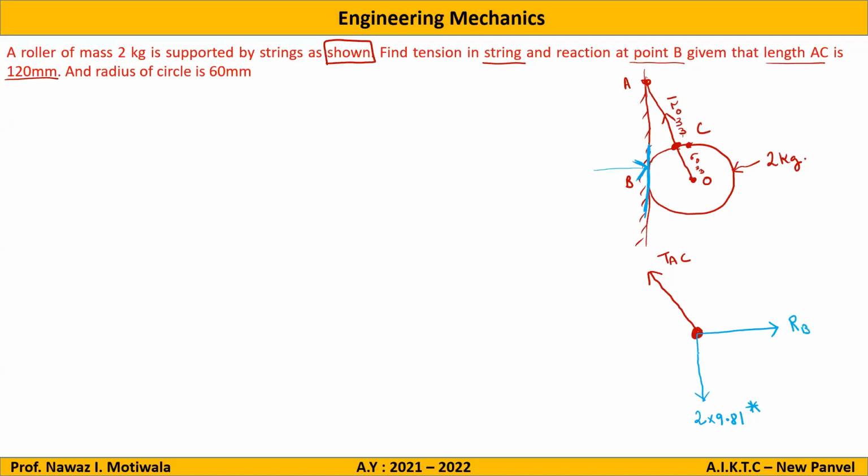Now you can observe that there are only 3 forces acting on the body, and all of them are away from the body. That means I can apply Lami's theorem. So the first step which comes to mind is Lami's theorem, and I will apply it. So I will get TAC divided by sine of some angle is equal to RB divided by sine of again some angle.